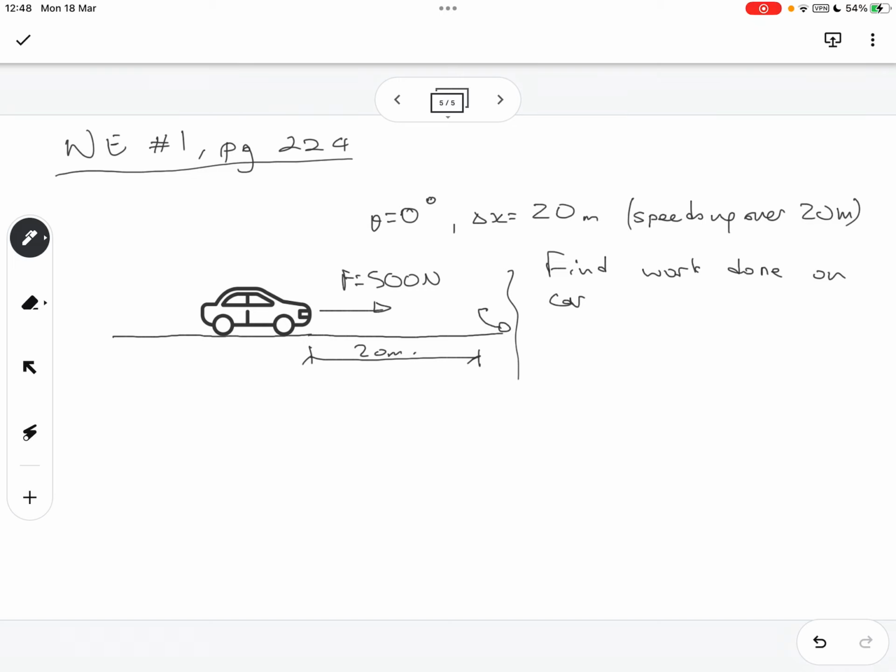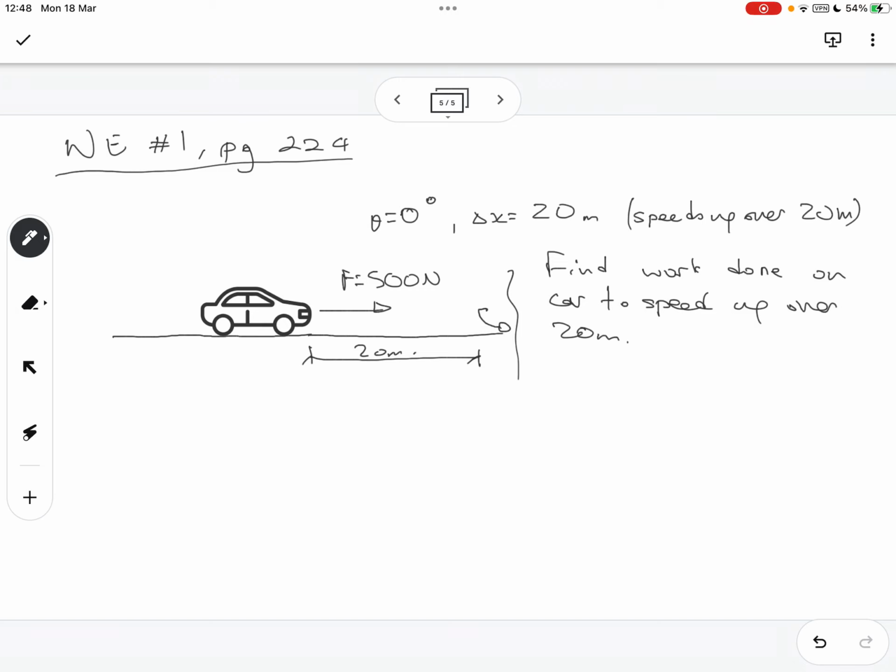Remember, we're still dealing with just work here. So in terms of work, it's probably best to say: how much work is done for the car to speed up over the 20 meters? All right, cool.